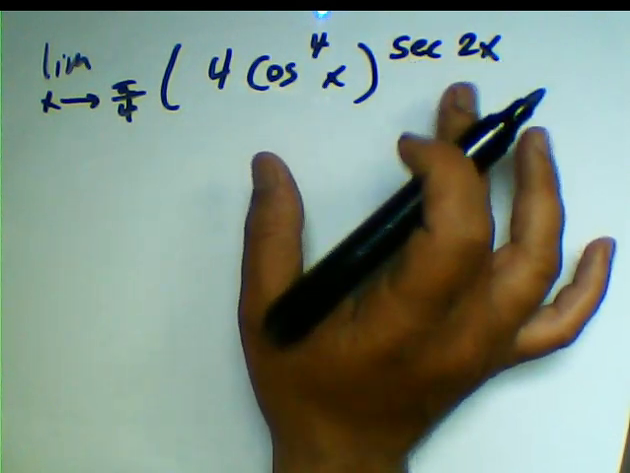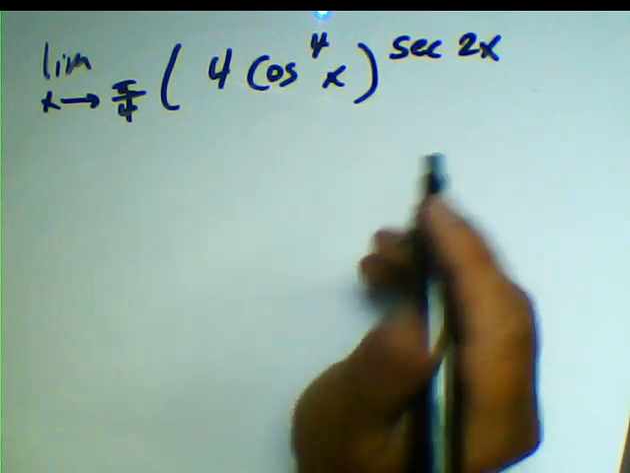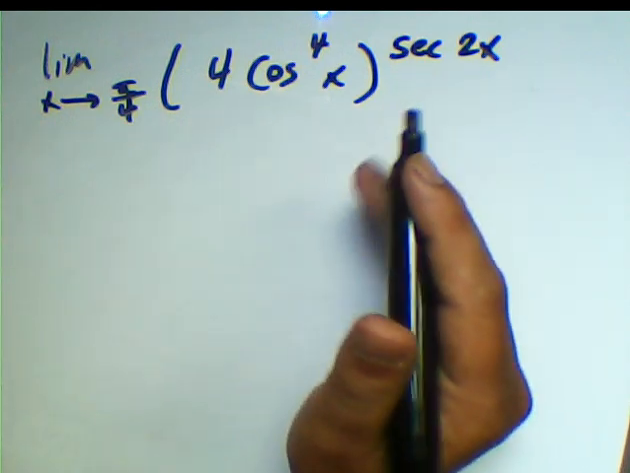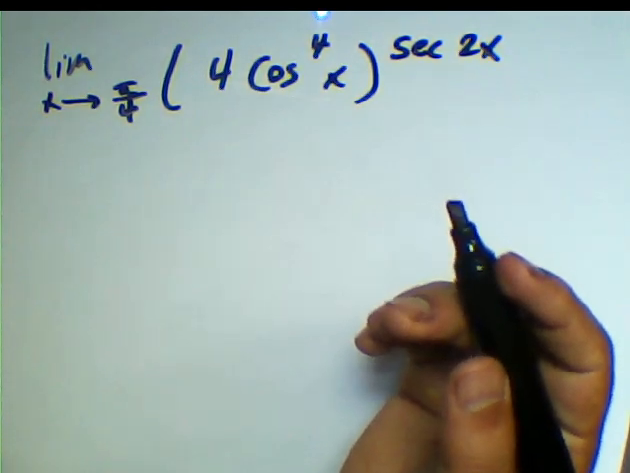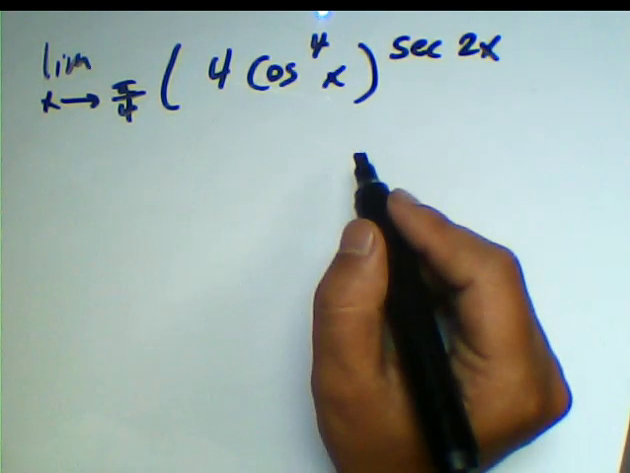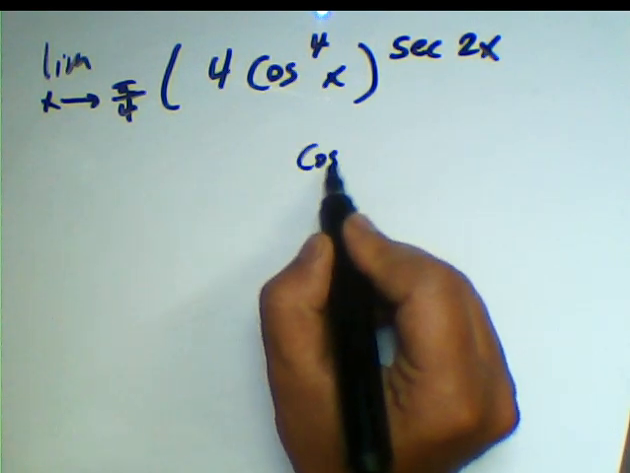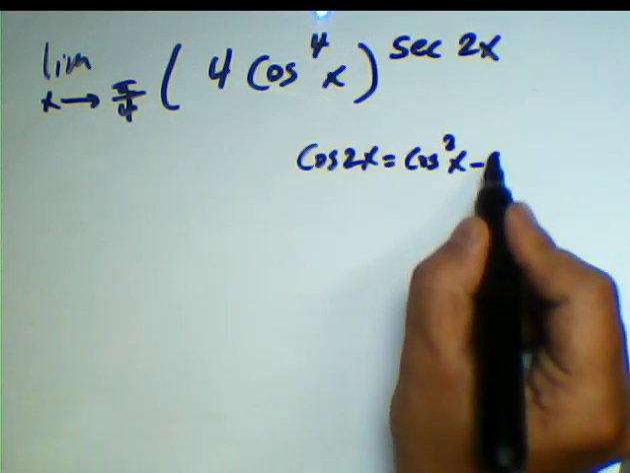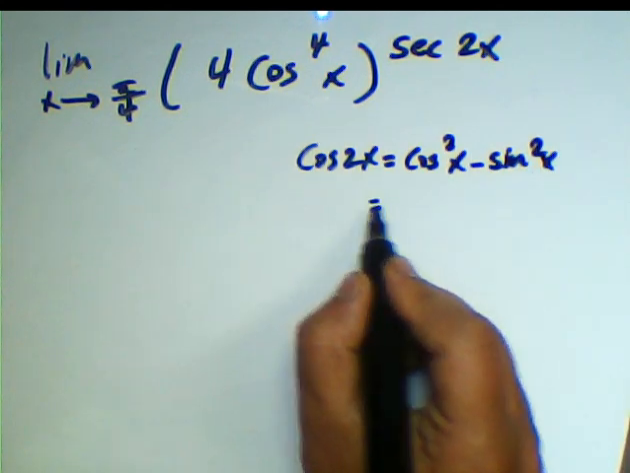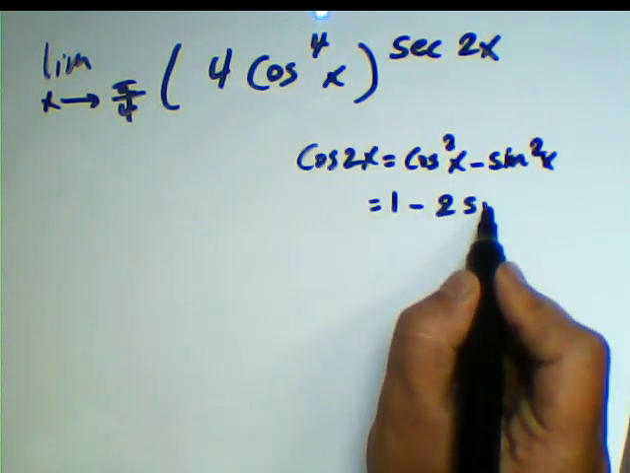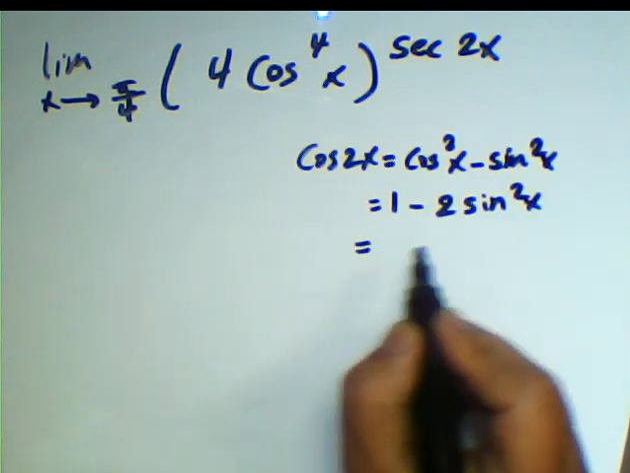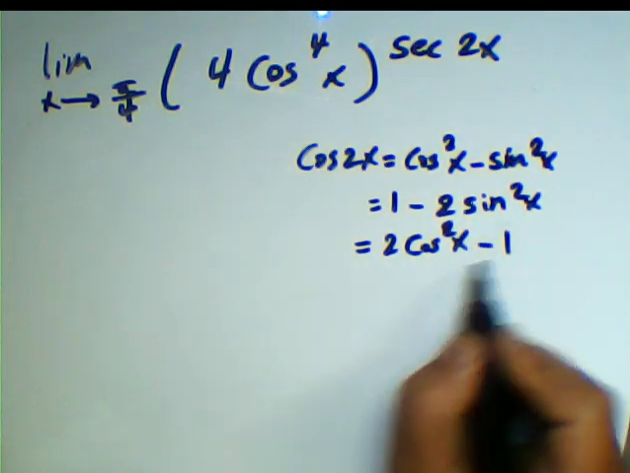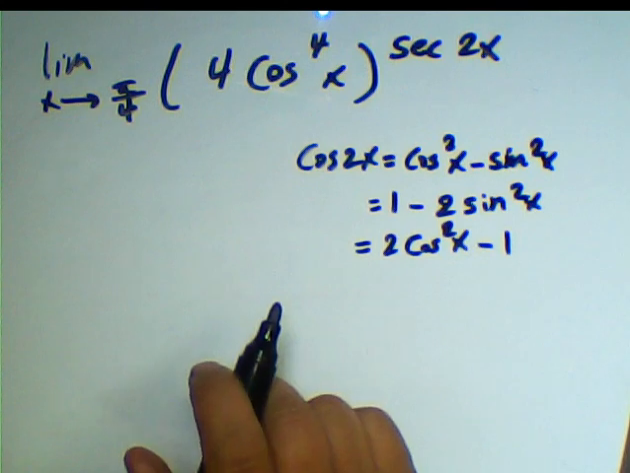About sec 2x, it means 1 over cosine 2x, and we know cosine 2x equals cosine squared x minus sine squared x, or 1 minus 2 sine squared x. Do you know these properties or not? Okay, look here: cosine 2x equals cosine squared x minus sine squared x, which equals 1 minus 2 sine squared x, and also equals 2 cosine squared x minus 1. We get the half of the angle here.